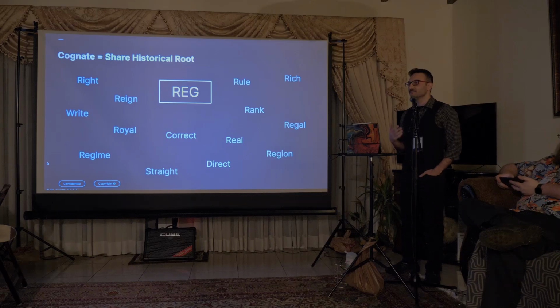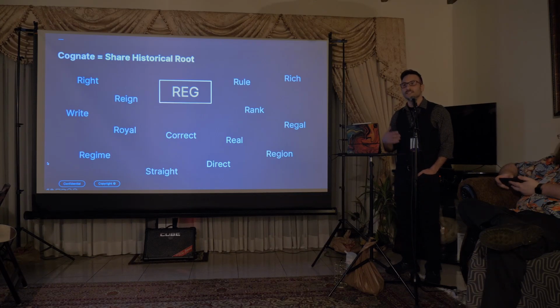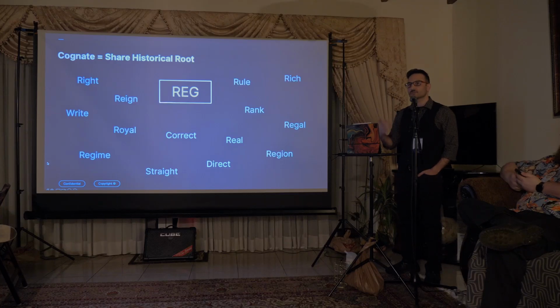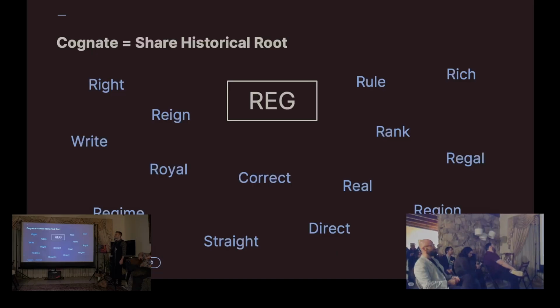Cognates are not synonyms exactly. They maintain an evolutionary historical root. Over here we have a word box called reg, and it is the root for so many words that we don't realize are connected, even though they share a similar idea. Right, reign, rule, rank, regal, region, even direct and straight.